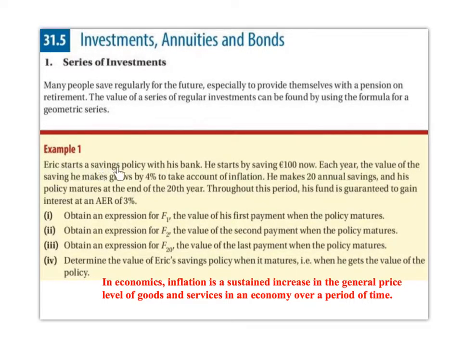Eric starts a saving policy with his bank. He starts by saving €100 now. Each year, the value of the saving he makes grows by 4% to take account of inflation. He makes 20 annual savings and his policy matures at the end of the 20th year. Throughout this period, his fund is guaranteed to gain an interest at an AER of 3%.